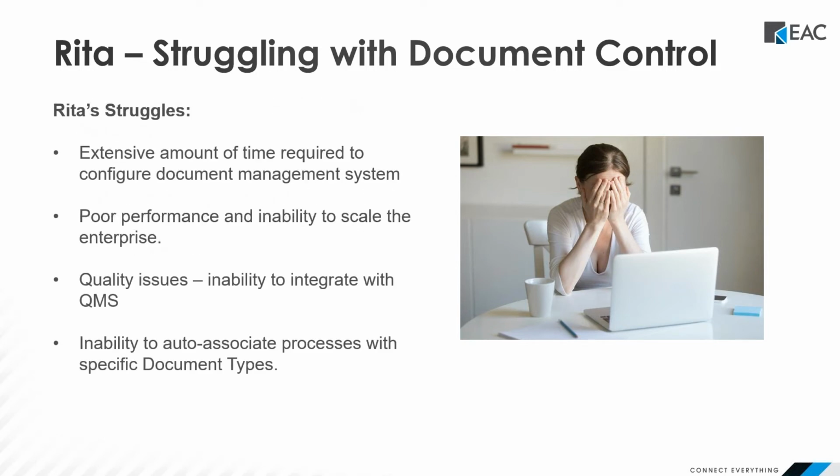So more specifically, Rita's spending a super extensive amount of time configuring her document management system. The system that's in place now is showing poor performance and an inability to scale at the enterprise level. She's also seeing a bunch of quality issues. So she has inability to integrate with some of the quality management tasks that she needs to complete. And then finally, she has the inability with her current system to auto-associate processes with specific document types.